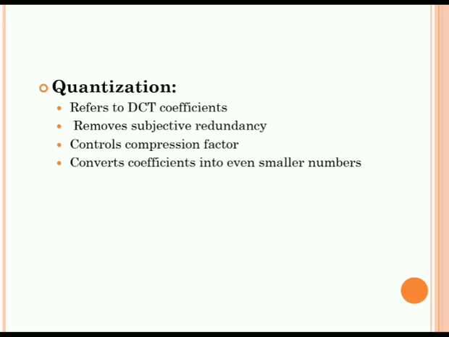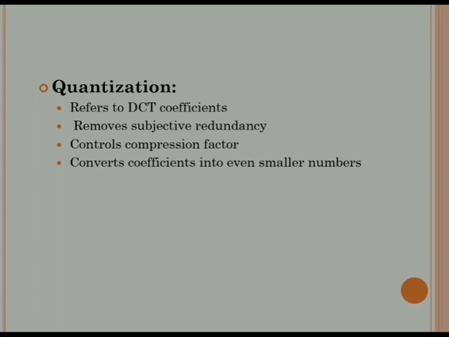Next one is quantization. Quantization refers to the DCT coefficients. It removes subjective redundancies, controls the compression factor, and converts coefficients into even smaller numbers. This is how quantization works.